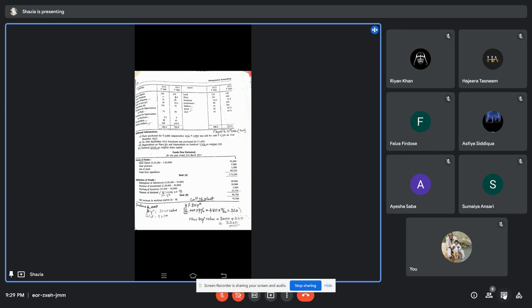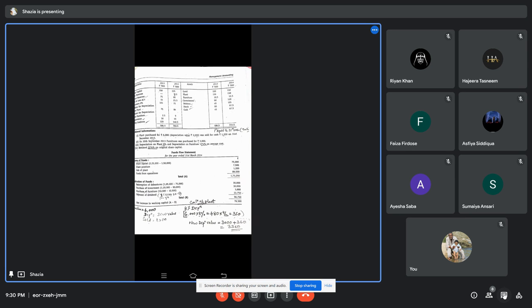So you have sold a plant for how much? 1,200. And what is the funds from operation? You have got funds from operation. This is also an amount which you have received. Okay, that is 89,550. So your total A is 1,73,250. Now comes application of funds.